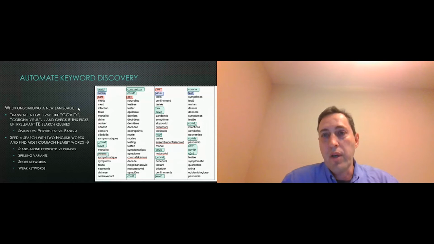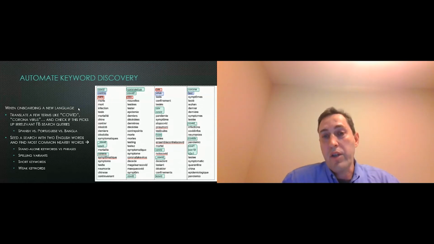For example, CAS means case, right? A case of COVID. It's a very general word, so we call it a weak keyword, shown in red. Also, SARS is a weak keyword. You cannot use it by itself, but you can use it with other keywords. We also find a lot of spelling variants, MCOV, COVID, COVID with underscores, COVID-19, and we also find misspellings.